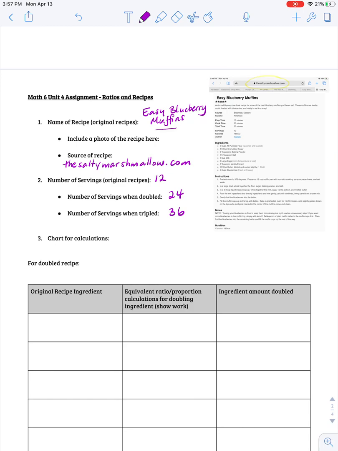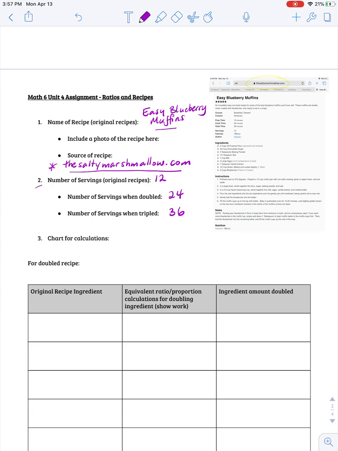The photo of the recipe, so what I did is I took a screenshot. If you want to print the recipe, if you click on print, it will get you a better picture of the recipe. So again, screenshot the recipe. Do include the source of the recipe here, thesaltymarshmallow.com. Note that I have included the instructions here too of the recipe. It is handy to have that, so please make sure you include that information on your own recipe.